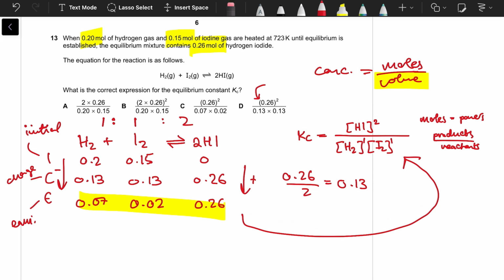In A and B, they multiply by 2, and that's a common mistake. That's incorrect, because the moles form the powers. In D, they must have used the difference and not the actual number of moles at equilibrium.